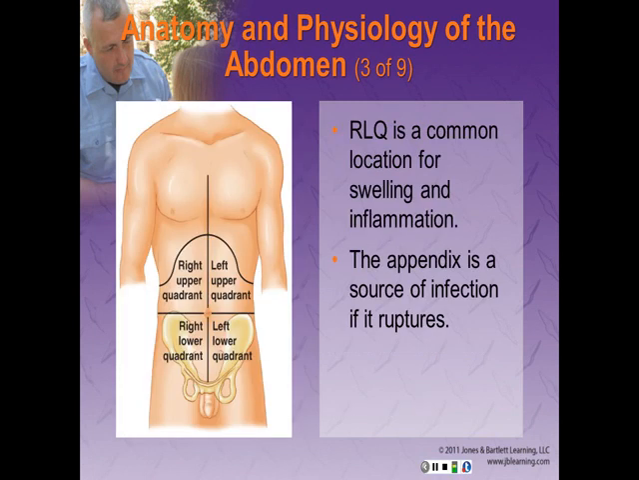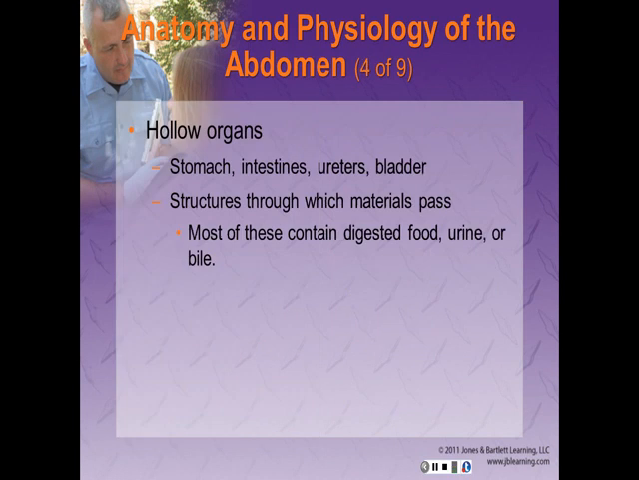The right lower quadrant is a common location for swelling and inflammation, and the appendix is a source of infection if it actually ruptures. The abdomen contains hollow and solid organs, any of which may be damaged. The hollow organs of the abdomen include the stomach, the intestines, the ureters, and the bladder. These are structures through which materials pass.